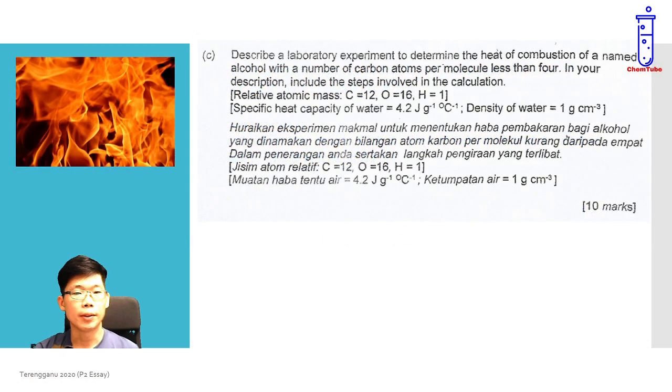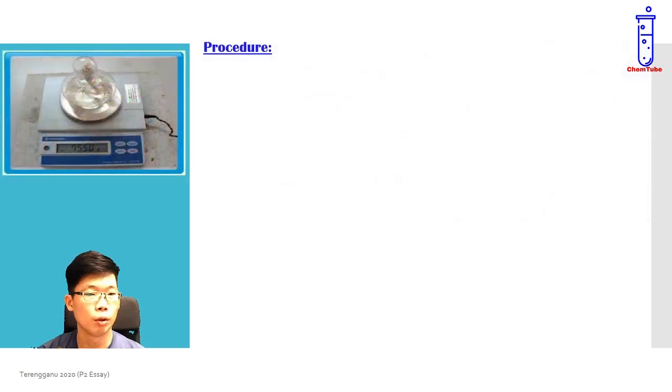Now describe the laboratory experiment to determine the heat of combustion of a named alcohol with the number of carbon atoms per molecule less than 4. So you can choose methanol, ethanol, and propanol. In the description, you include the steps involved in the calculation. So the total is 10 marks. You are given the heat capacity is 4.2, and the density of water is 1 gram per cubic decimeter. Okay, so let me show you the video on how to conduct the heat of combustion experiment.